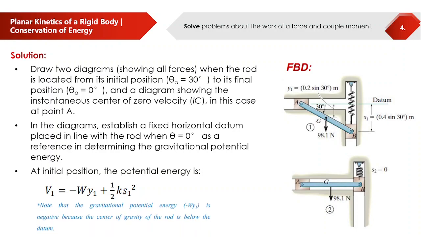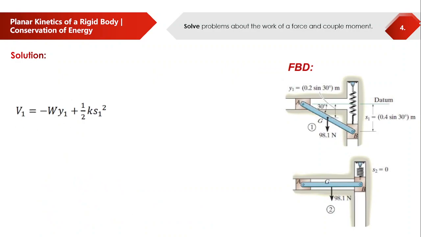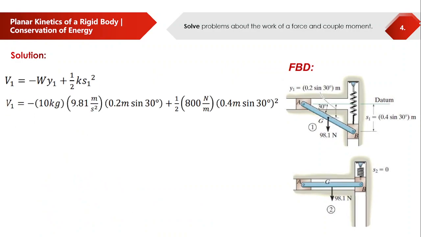Note that the gravitational energy is negative because the center of gravity of the rod is below the datum line. So solving for V sub 1, we have negative 10 kilograms times 9.81, which is how you solve for the weight, times 0.2 meters and sine 30, because that is how much it has displaced.